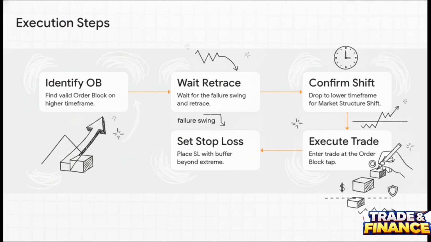Let's read through this exact sequence step by step. Step 1. Identify a valid order block on a higher time frame. Step 2. Wait for the failure swing and the retrace back to the zone. Step 3. Drop to a lower time frame, like a 3 or 5 minute chart, for confirmation. You're specifically looking for a market structure shift here. Step 4. Execute the trade right at the order block tap. And Step 5. Place your stop loss with a buffer beyond the extreme.